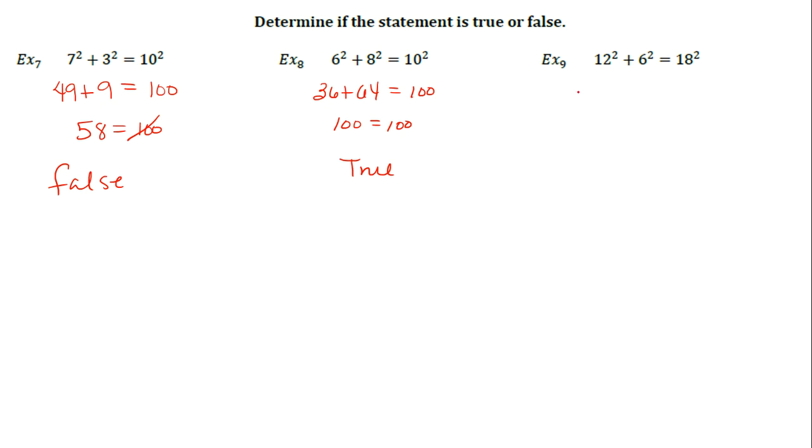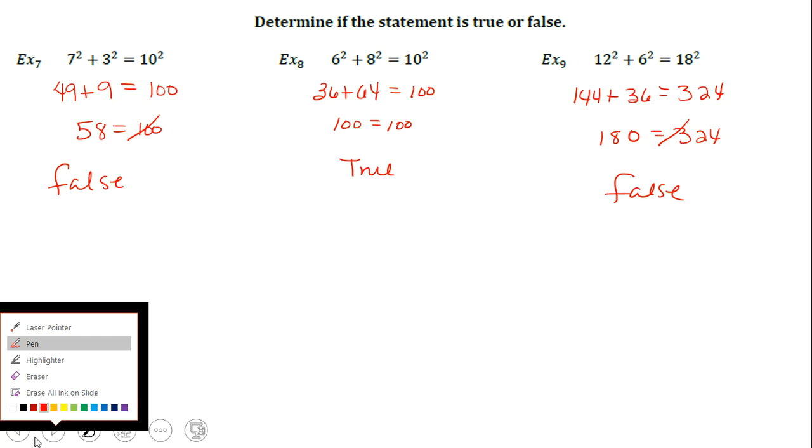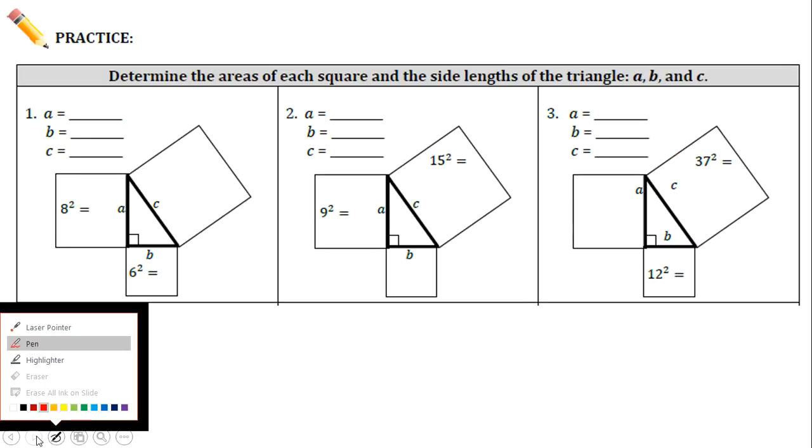Our last example, we have 144 plus 36 equals 324. When I add these together, I get 180. This is false, so this would not produce a right triangle. So on the next few problems, you practice these.